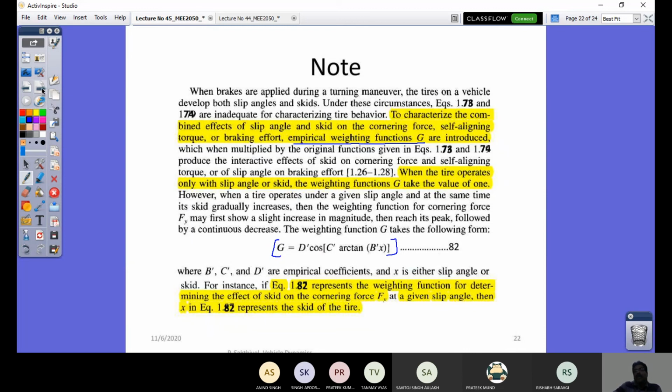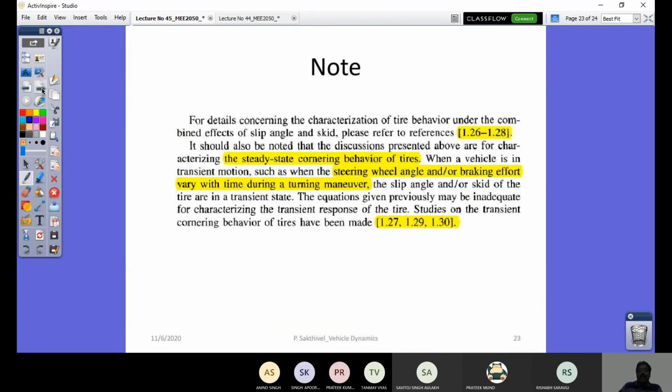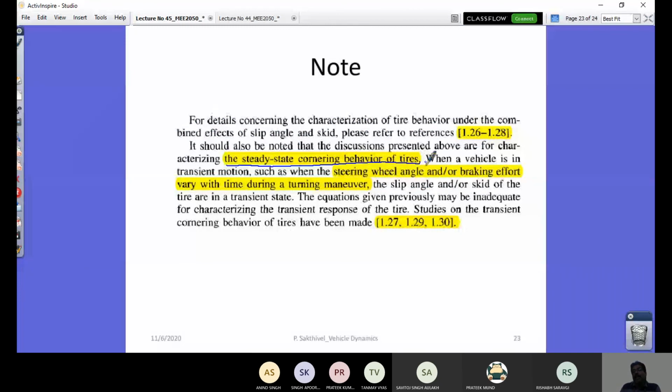This is important to note, and we are about to finish. It should also be noted that the discussion so far is only for steady state cornering behavior of the tire. If I use this formula with these coefficients and factors, I would not be able to convey the variation of cornering force and braking force together, like the friction ellipse concept that we have seen.